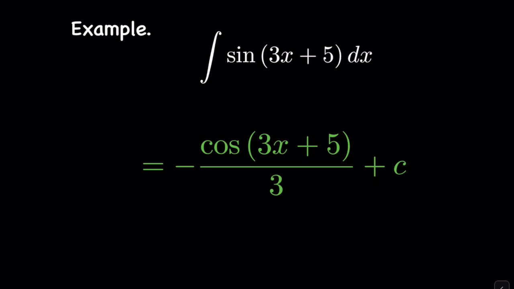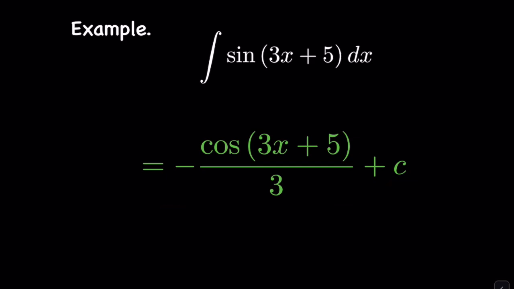And you can integrate this function the same way that you would integrate sine. The antiderivative of sine is minus cosine. So the antiderivative of sine 3x plus 5 is going to be minus cosine 3x plus 5. And all you need to do is to divide by the coefficient of x in your linear term, which is 3. And now I have the integral. And you know that you can add a constant at the end.